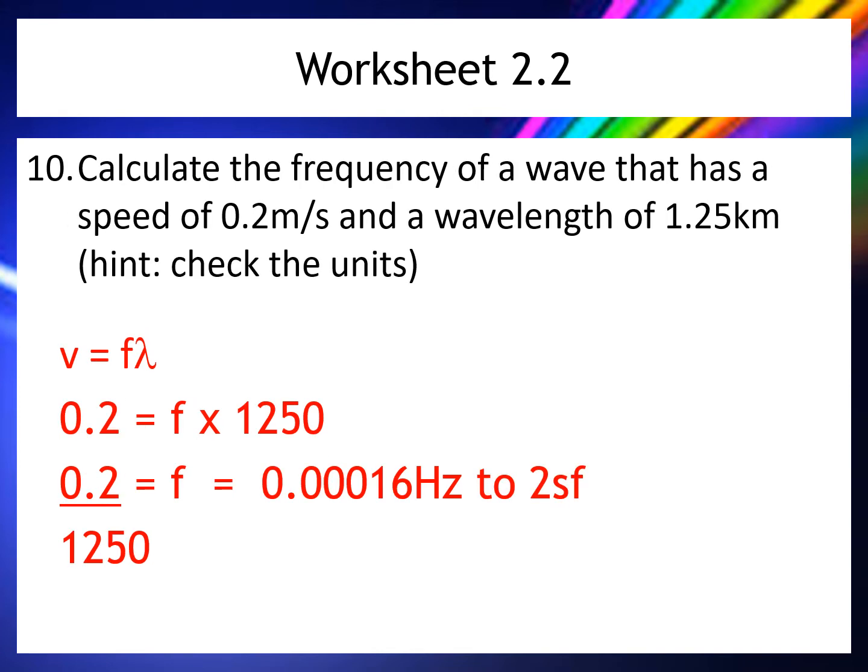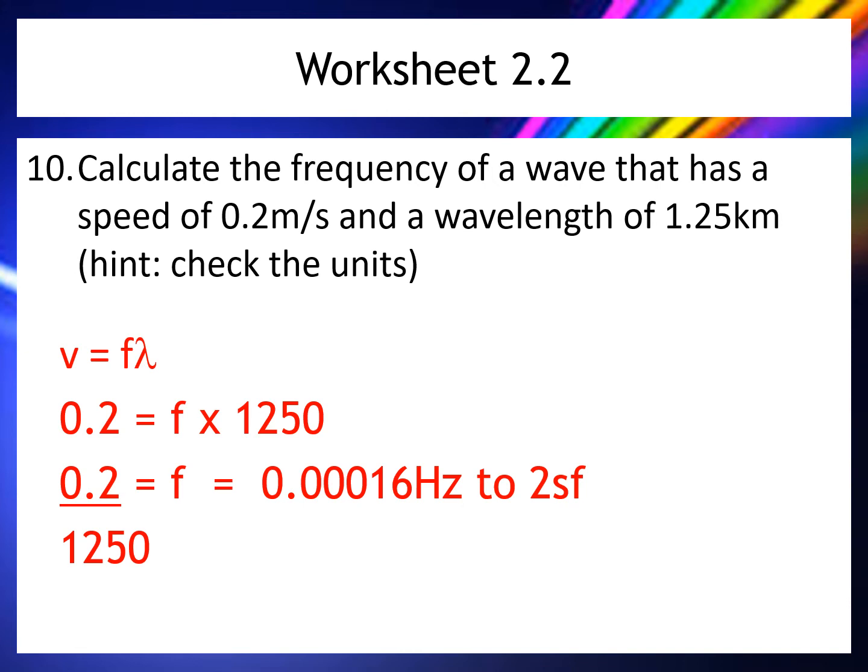So once again, I'm using v equals f lambda and I'm writing the numbers underneath first. So I've got 0.2 equals f multiplied by 1250. You'll see that at the top we're given 1.25 kilometers as the wavelength, but we must always convert to the standard units, which is meters for length. So I've multiplied that by 1,000 to give me 1,250 meters.